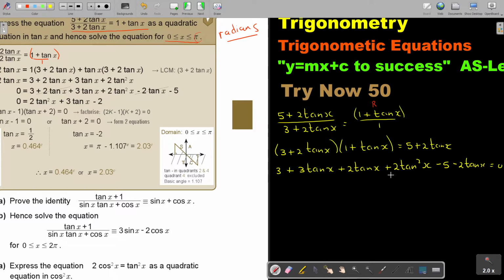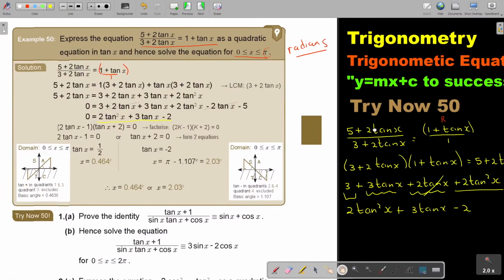Then the 2 tan x terms cancel out, so it's 2 tan squared x plus 3 tan x, and there are my constants, minus 2. And that's exactly what I got there: 2 tan squared x plus 3 tan x minus 2. So it doesn't matter. You can cross multiply, or in this case, I did not cross multiply. What I did was make everything fractions, took the LCM, and multiplied with the LCM. But I came to exactly the same as I showed you there.